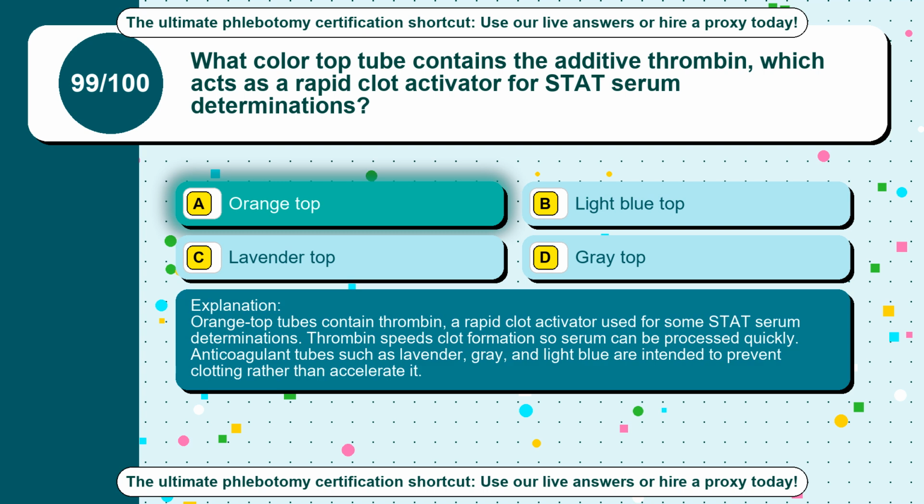Orange top tubes contain thrombin, a rapid clot activator used for some stat serum determinations. Thrombin speeds clot formation so serum can be processed quickly. Anticoagulant tubes such as lavender, gray, and light blue are intended to prevent clotting rather than accelerate it.